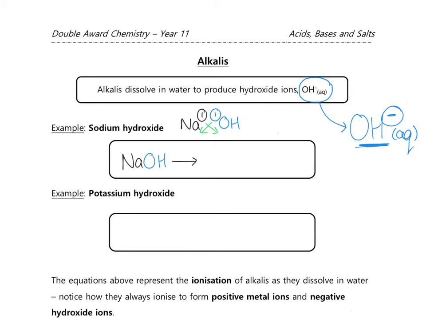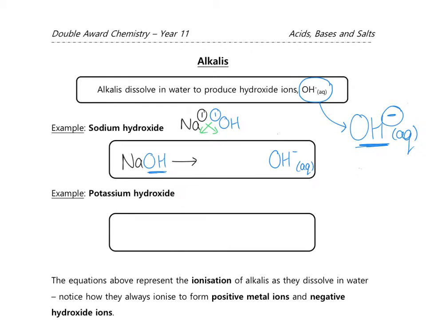So when sodium hydroxide dissolves in water, because it's an alkali, we know it's going to produce hydroxide ions. I'm going to write that on the right hand side, because normally we write our negative ion on the very right hand side of the equation. We write it second. It's hydroxide ions, and it's dissolved in water. And you can see from my formula that I only have one hydroxide ion.